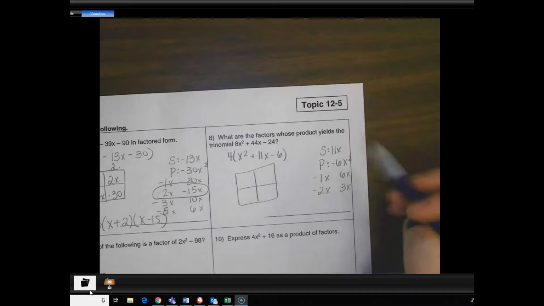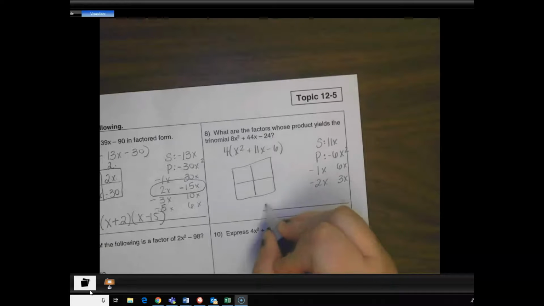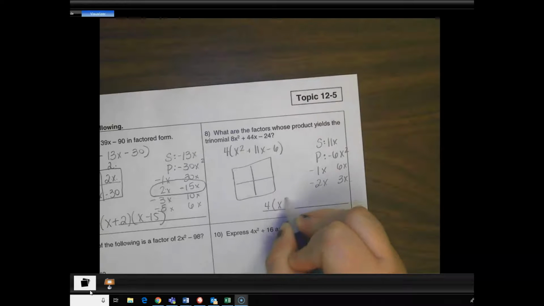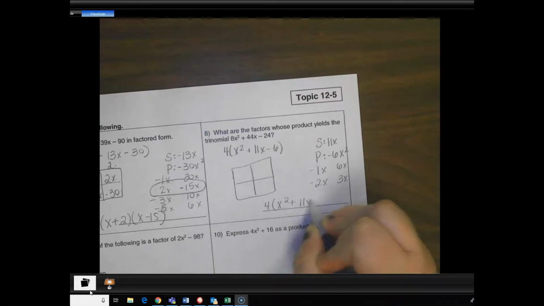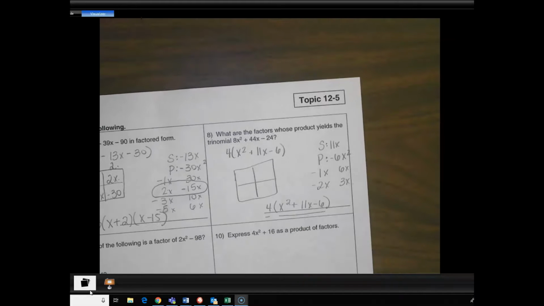And that's it. But if I notice, none of these are going to give me 11, even if I move my negatives over. So this one is already simplified. That's as far as it can go. So here are my 2 factors.